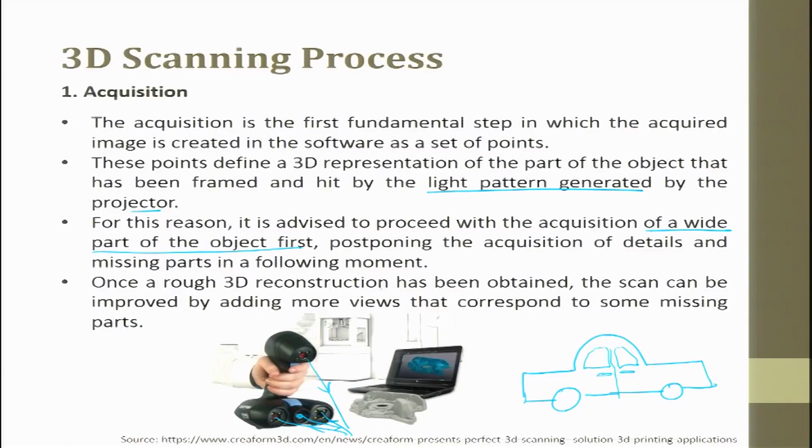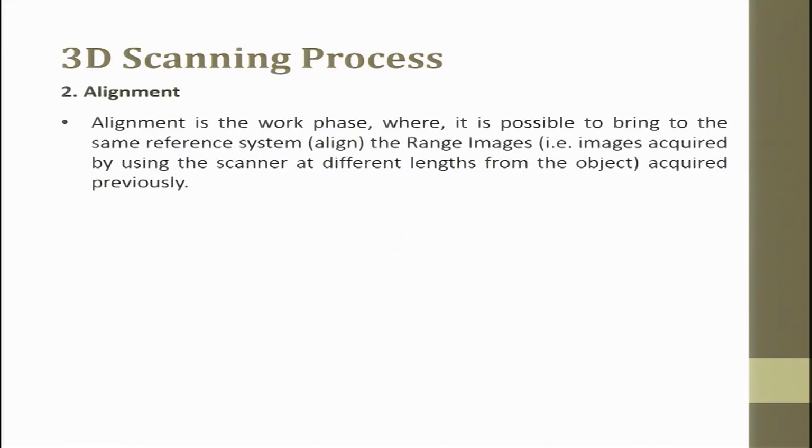Once a rough 3D reconstruction has been obtained, the scanning can be improved by adding more views that correspond to small or missing features. Try to get the overall picture and then come to these parts and acquire as much data as you can. So this operation is called acquisition, the first step.